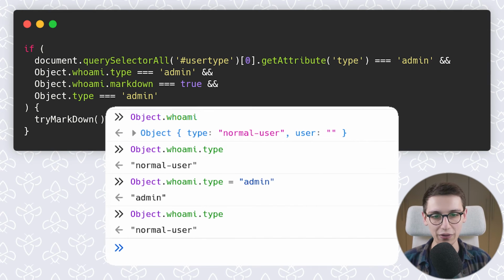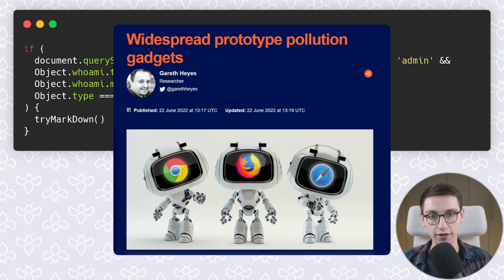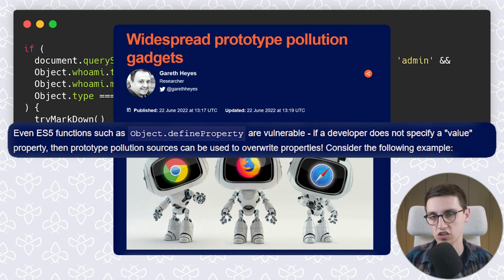Oh yes. We cannot do that because we configured it as read-only. It's frozen. We cannot change that due to this Object.defineProperty. Oh boy, we are in for one hell of a ride. But luckily, a few months back, Gareth Heyes from PortSwigger wrote a really good blog on prototype pollution gadgets, and one of the lines from that blog is: ES5 functions such as Object.defineProperty are vulnerable. If a developer does not specify a value property, then prototype pollution sources can be used to override properties.